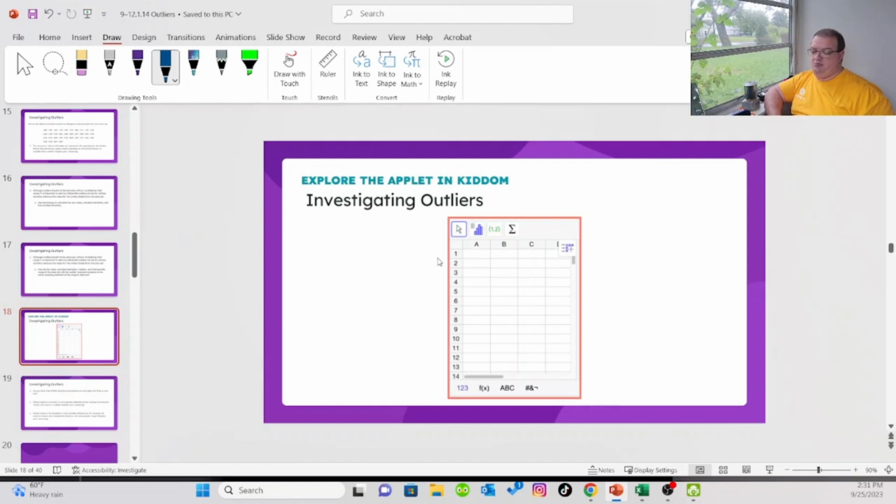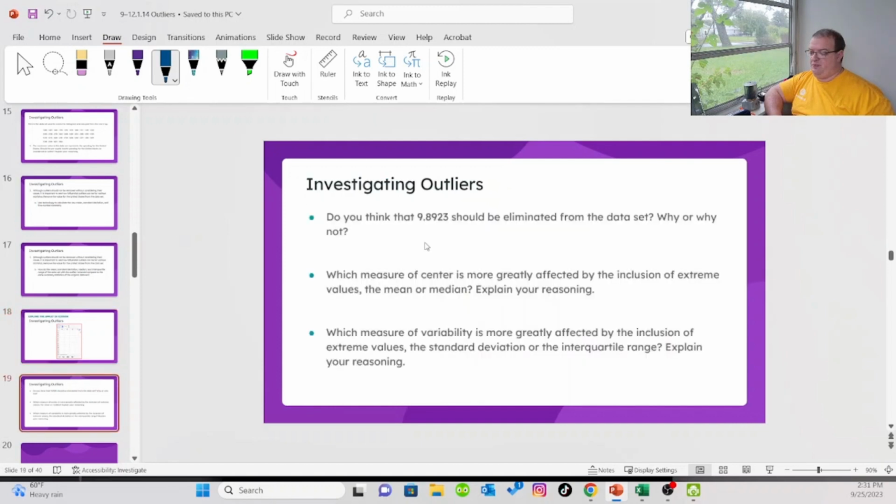If you're on Khan Academy, there is an applet that you can use to find all of these. It's built in just kind of like an Excel spreadsheet is, and you can go in there and play around and try to calculate these yourself and see how they change.